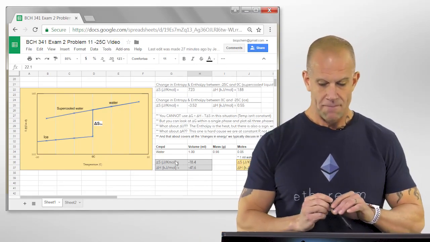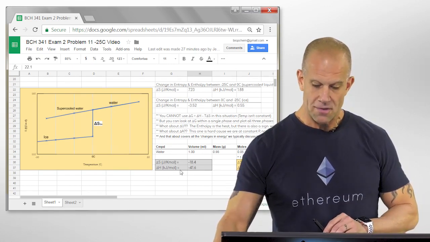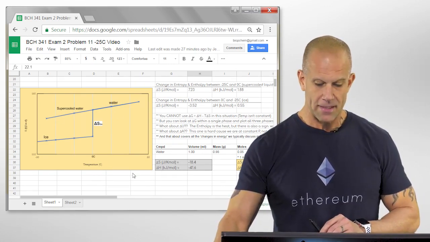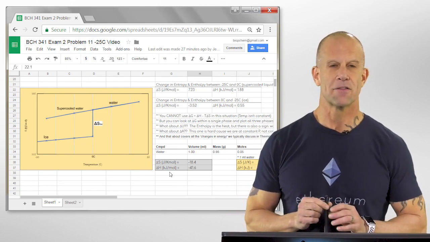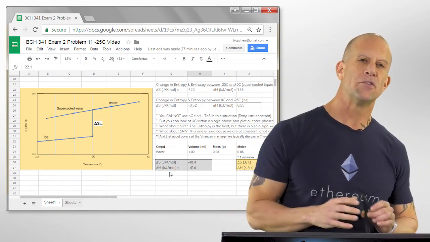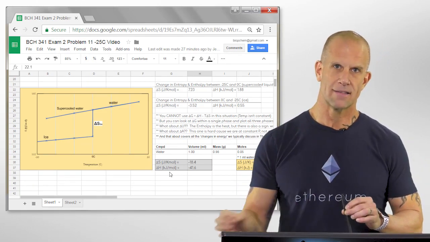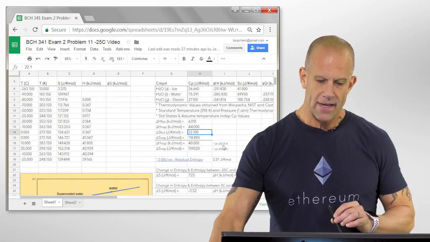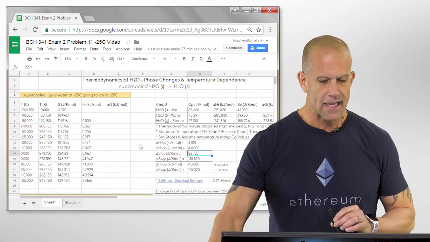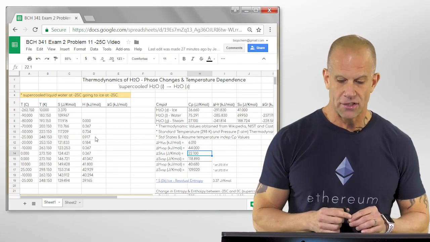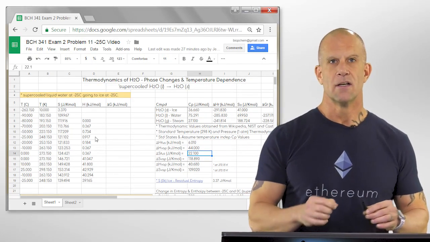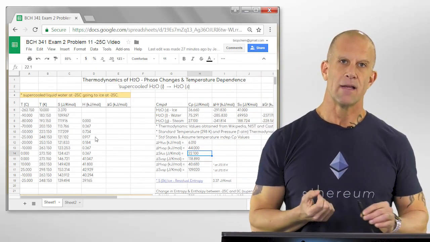We can see this in moles. I plotted the entropy here, but you can do the same thing for enthalpy. So I hope this gives you a graphical way of looking at this and motivates a reason to set this up in something like a spreadsheet versus just working it by hand analytically.